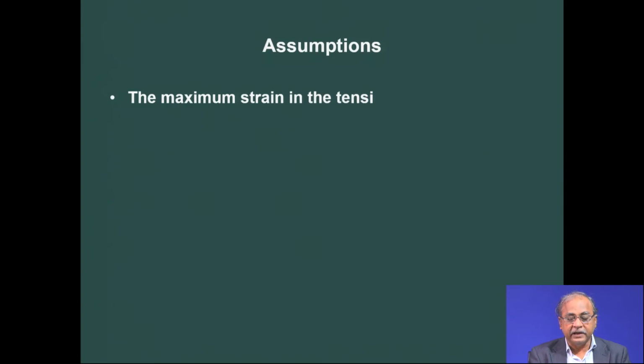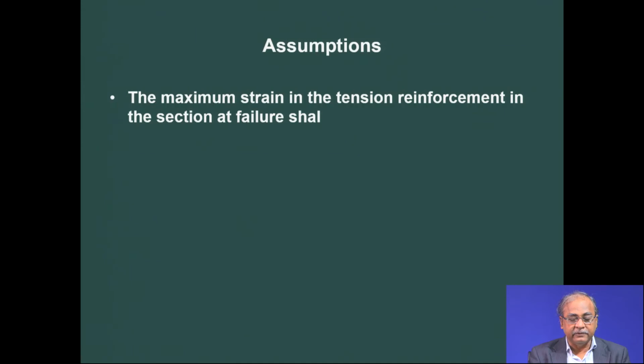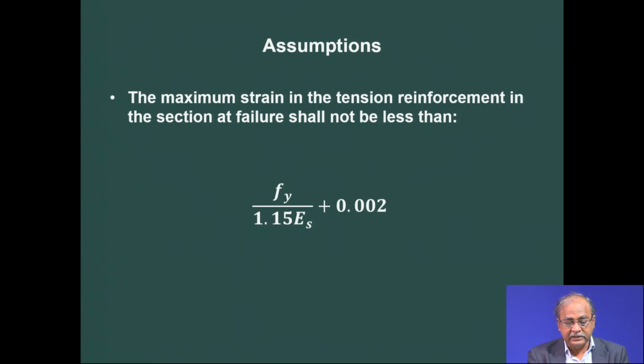The maximum strain in the tension reinforcement in the section at failure shall not be less than fy by 1.15 Es plus 0.002. That means, for steel the value varies, but for concrete it is always 0.0035. So, just to give you an idea of how the reinforced concrete works.